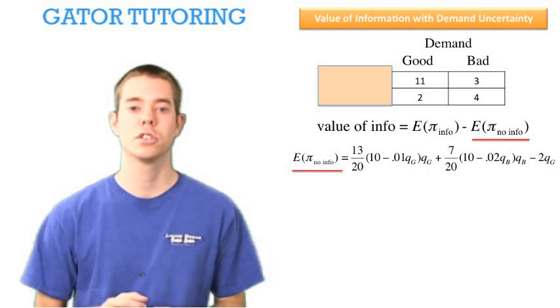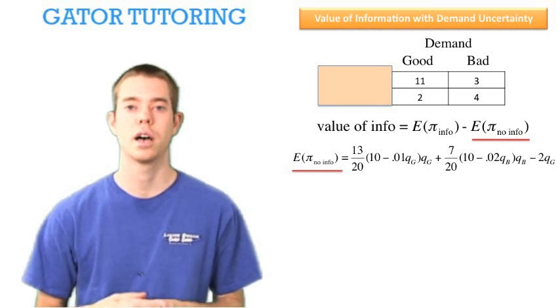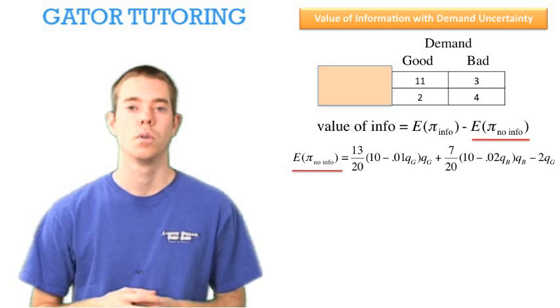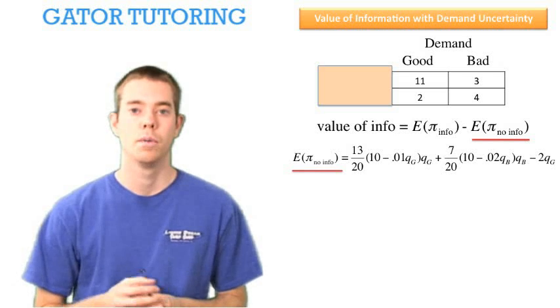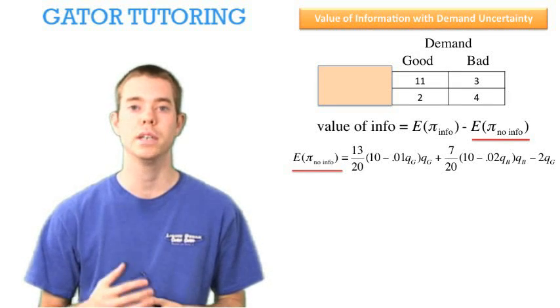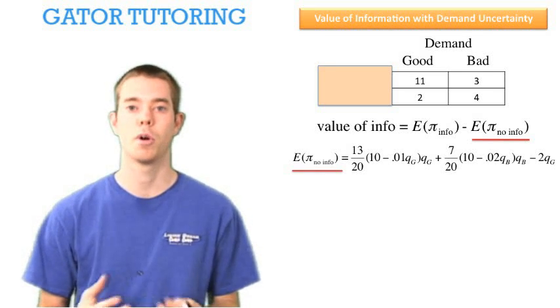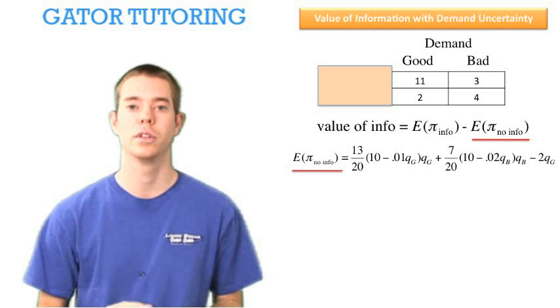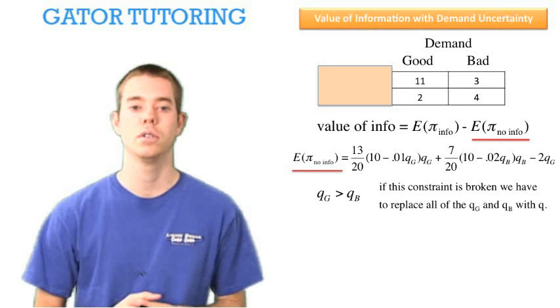Now, this is something that you have to make sure you understand. We only subtract the marginal cost times the quantity in a good period. We know that either a good period or a bad period is going to happen with some probability of each. We also know that the amount that we plan to sell in a good period should be greater than the amount that we plan to sell in a bad period. So we're going to prepare our marginal cost accordingly. So the constraint is Qg must be greater than Qb in order for this to make sense. If the constraint is broken, we have to replace all the Qgs and Qbs with just Q.